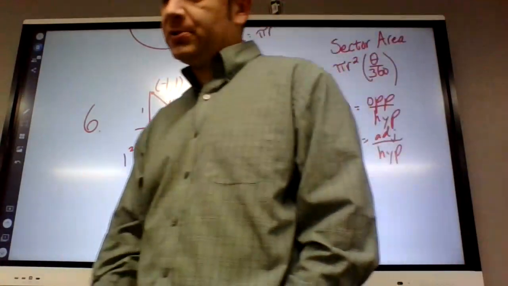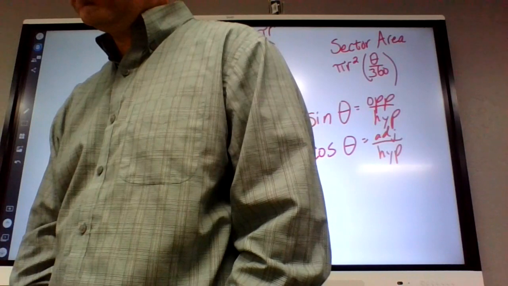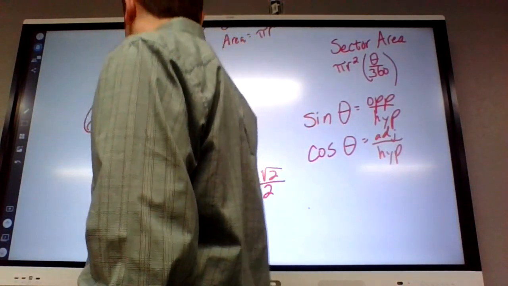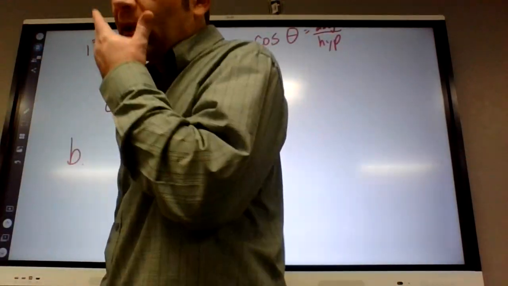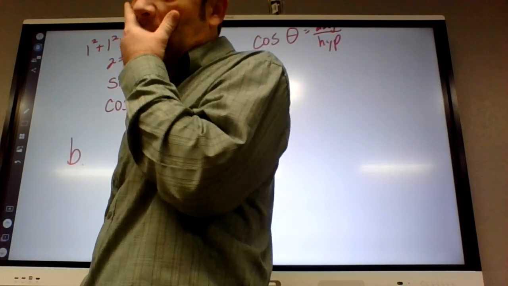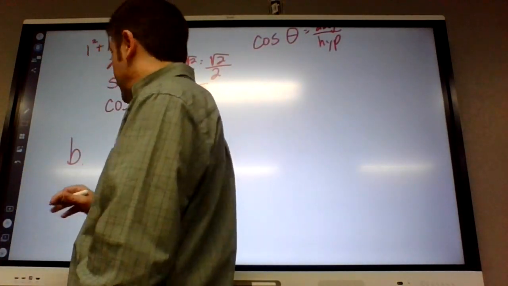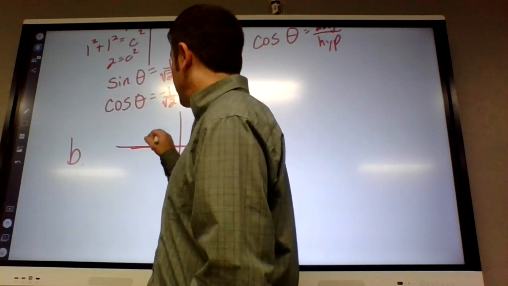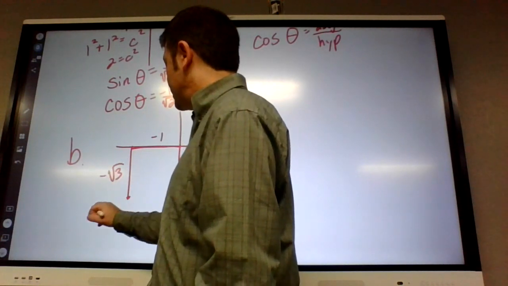Oh well, C is weird. I guess. All right. The B says -1, negative square root of 3. What does that mean? Means we're going left 1 and down square root of 3 because this point is at.